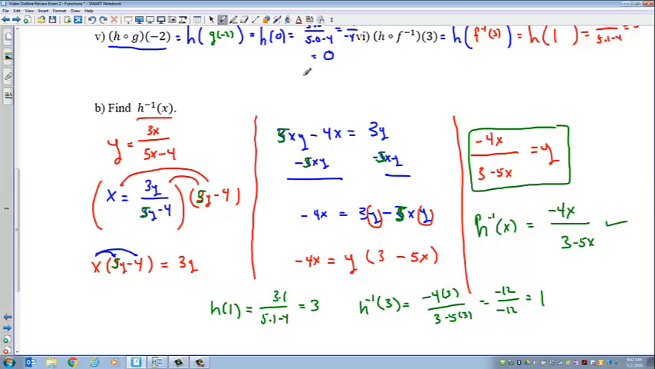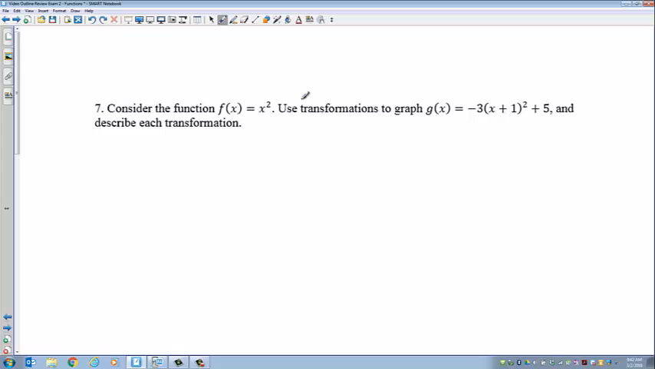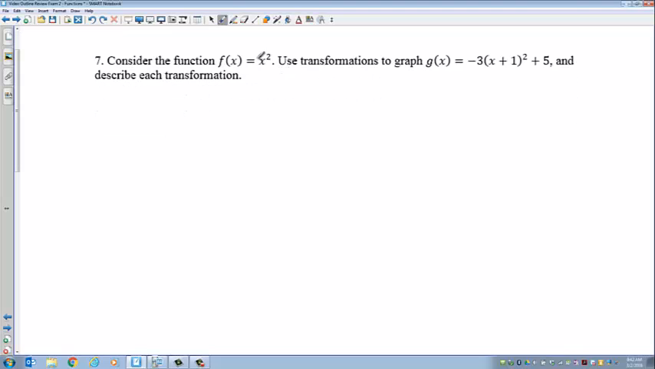Okay, next problem. So on to transformations now. So for transformations, remember we have all these different types of transformations. So you have a shift to the left, to the right, up or down, basically vertical shifts or horizontal shifts. You have horizontal stretches or shrinks, or vertical stretches or shrinks. And what we want to do here is consider this function, which you should know the graph of. And we want to use transformations to graph this function and describe each transformation in the process. So let's start with our graph here.